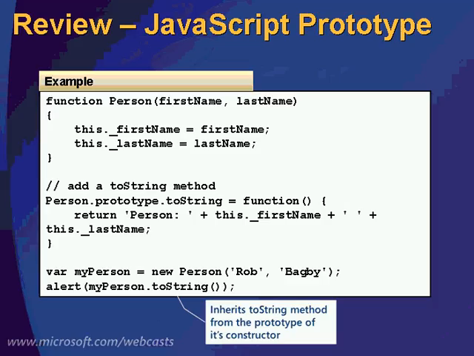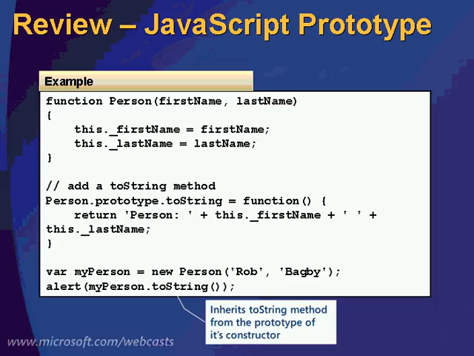So here's an example of JavaScript prototype. You'll notice at the top we've got a function person where we pass in a couple arguments, first name and last name. And inside of this function we're setting a couple of instance level fields. This function that you see here is known as a constructor function. And it acts much like a constructor that you're probably familiar with in, say, C# or VB.NET.